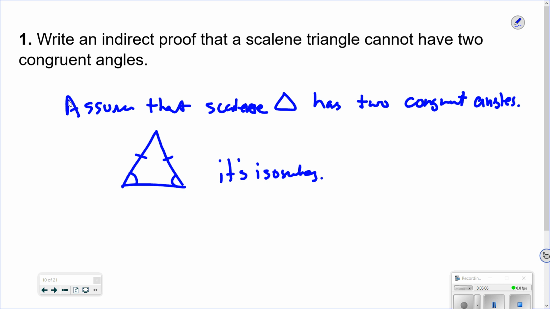Okay, it's an isosceles triangle. If it's isosceles, it has two congruent sides. Well, that's a contradiction because a scalene triangle can't have any congruent sides. Therefore, our assumption is false, right? This is false right here. So the opposite has to be true, which means that a scalene triangle cannot have more than two congruent angles. These take a little getting used to, but hopefully the idea is there.